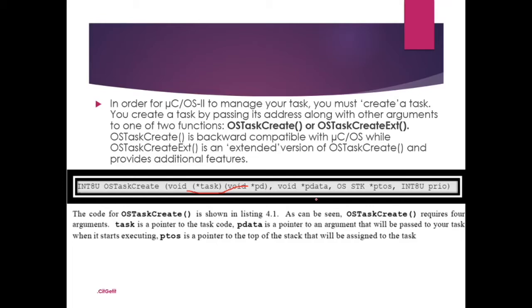The second parameter is *pdata. It is another pointer for an optional message data reference passed to the task. That means if you are going to pass some value or messages to that task, then we can give the pointer of that message, which is given by *pdata. If we are not giving this value, then we can assign it as null.